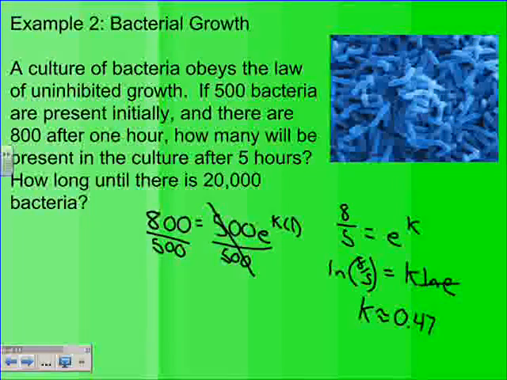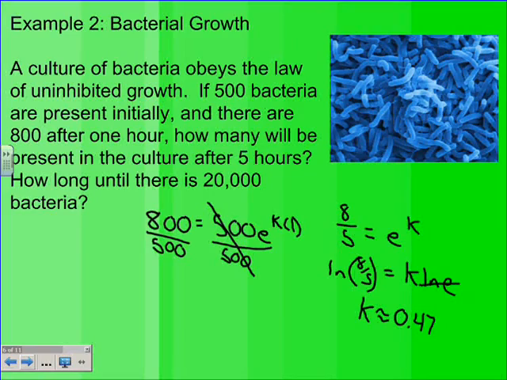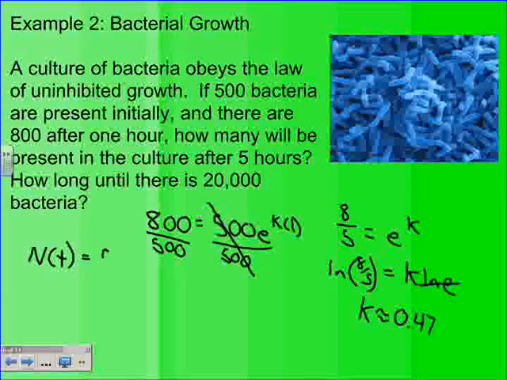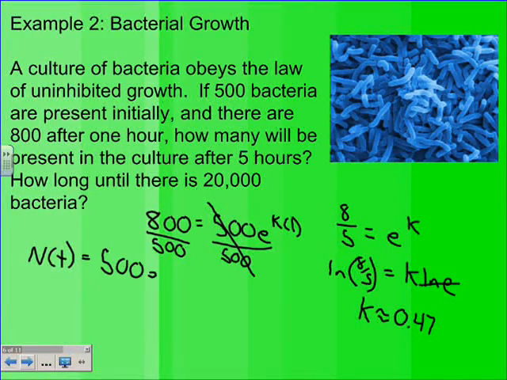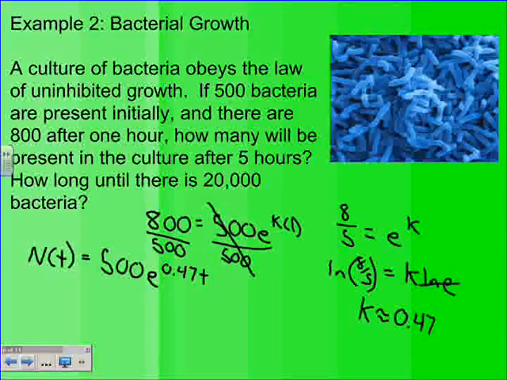Now that we've got that, we've got the function. So I'm going to go ahead and write that out. In general, N of t is going to equal our initial amount, which was the 500, times e to the 0.47t. We figured out the constant, we figured out the growth rate, plug that in with the initial value, and now we've got our function just like what I gave you on the last one. So now we can answer our questions.